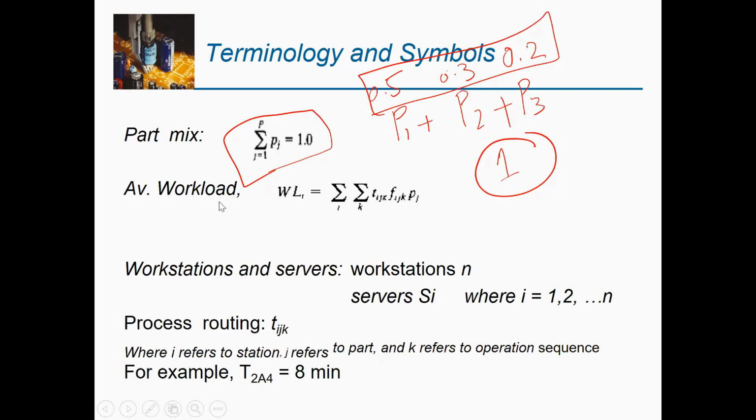Workload is like my workload in the university, which is almost 13 hours per week. I am teaching for 13 hours per week.